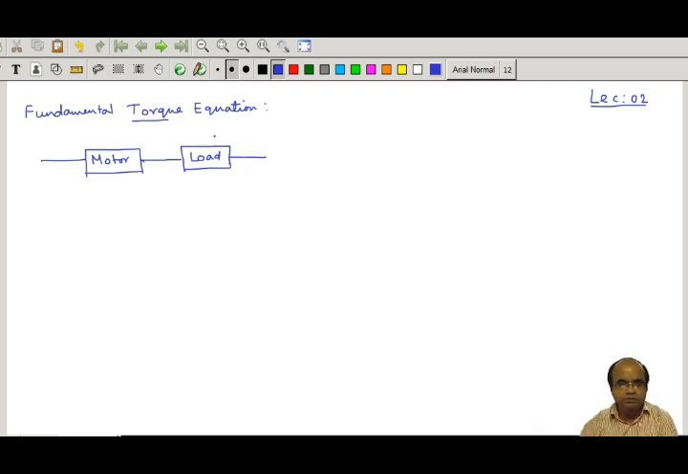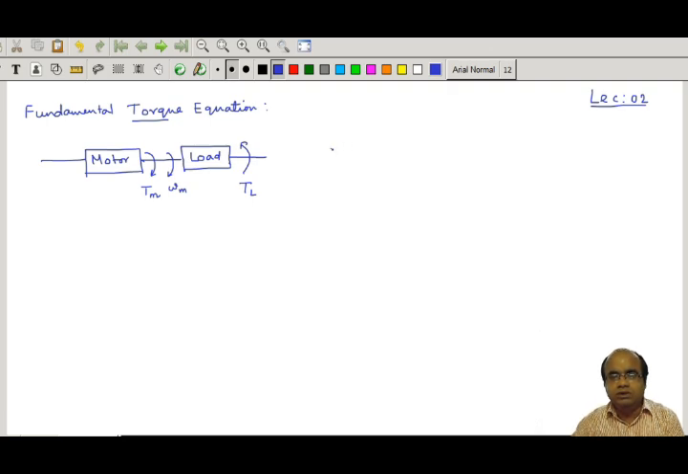Now, in case of motoring action, this is the direction of motor torque, and in the same direction the motor is also rotating, that is omega m. And the load torque is acting on the opposite side of the motor torque. It continuously opposes the motor torque. This is the direction of the load torque, from which we can derive the equation of the motor load torque.